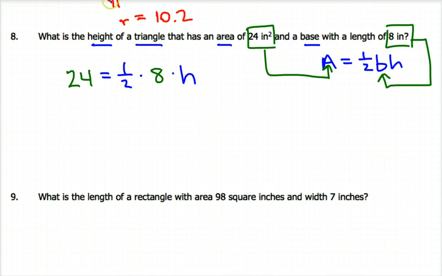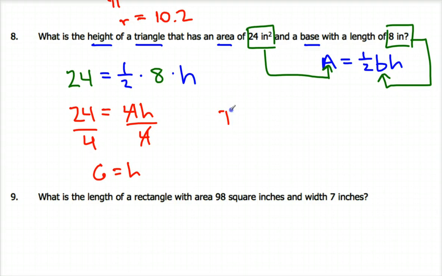And so to solve this equation, I'm going to simplify my right side first. Half of 8 is 4, and so I have 24 equals 4h over here. Then I can divide both sides by 4, and I get an answer of 6. So that means that the height of this triangle is 6 inches.